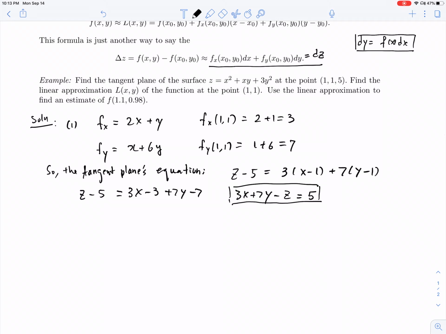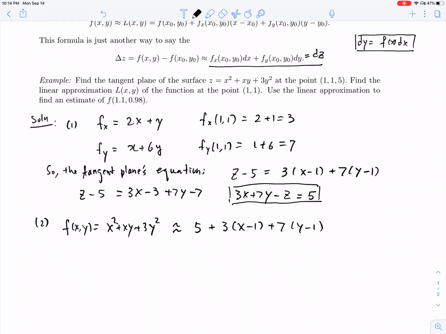Let's mark it over here. Second part, we want to find the linear approximation. What it means is that we have f of x, y, and that's x squared plus xy plus 3y squared. This is approximately, we just take the right-hand side, 5, which is f of x, y at the point 1, 1, plus 3 times x minus 1 plus 7 times y minus 1.